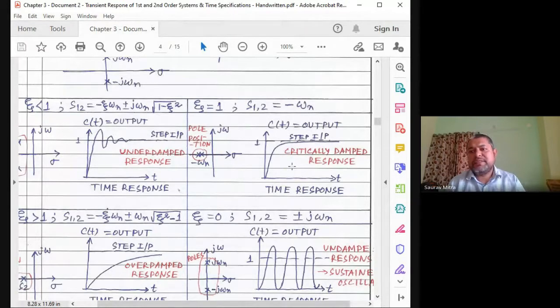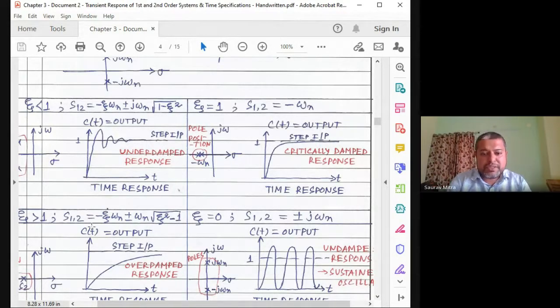So these are the 4 cases, these are the 4 responses we are supposed to find out. And there is nothing much to see in the overdamp, critical damp and undamped responses. But yes, for the underdamped response we have to check 5 parameters. First thing is what is delay time, second what is rise time, third what is peak time, fourth what is settling time, and fifth is what is percentage overshoot.